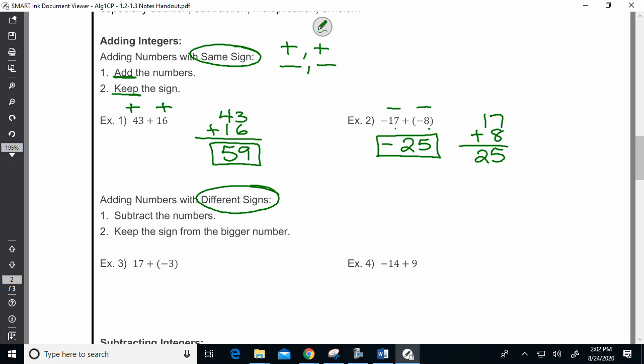Now, you might be thinking, well, Mr. Lowe, I was taught that a negative and a negative was positive. That's true when you're multiplying or dividing. Not when you're adding, not when you're subtracting. So that's something you got to keep in mind. 2 negatives is a positive when you're multiplying or dividing.